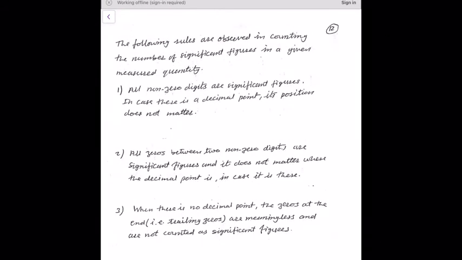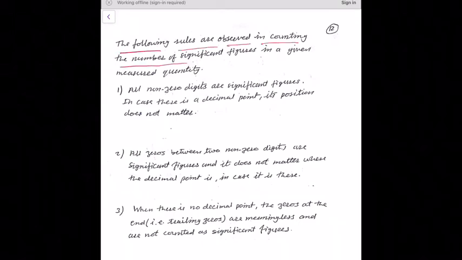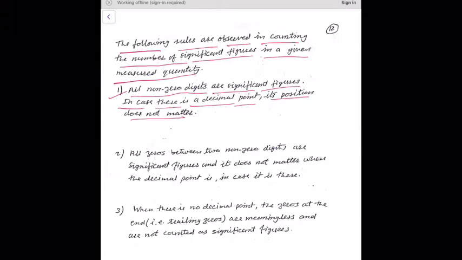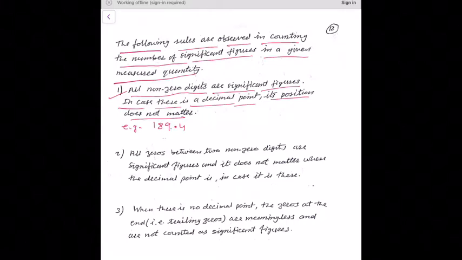The following rules are observed in counting the number of significant figures in a given measured quantity. First, all non-zero digits are significant figures. In case there is a decimal point, its position does not matter. For example, 189.4 has 4 significant figures and 23.425 has 5 significant figures.